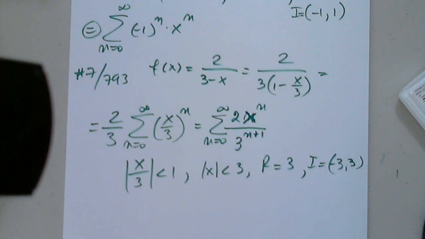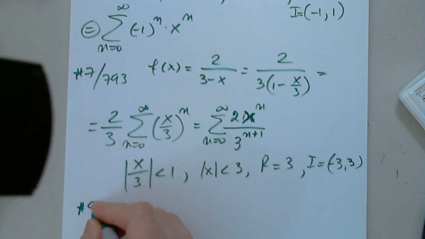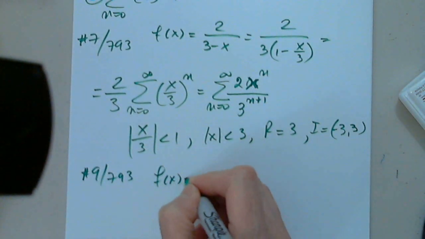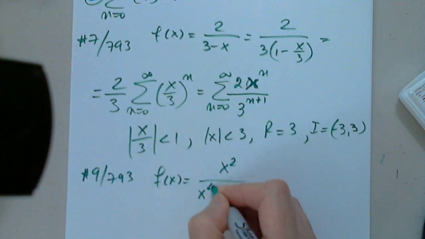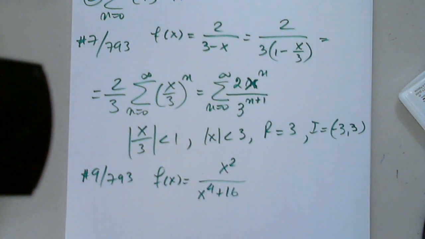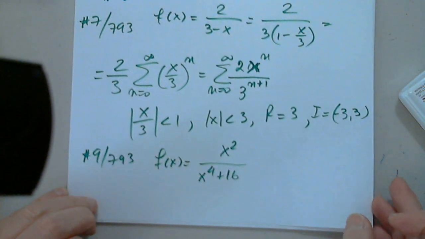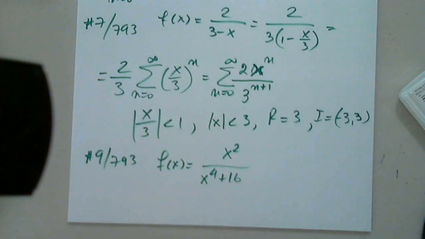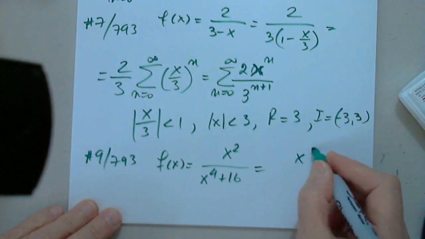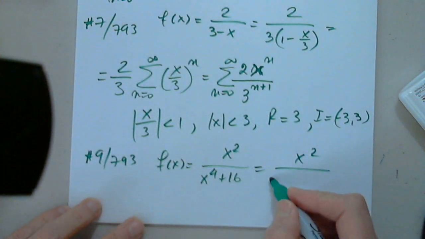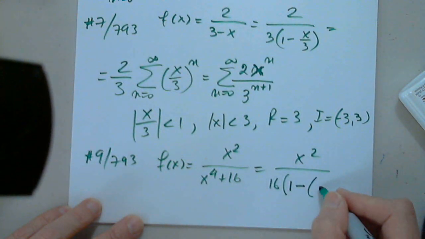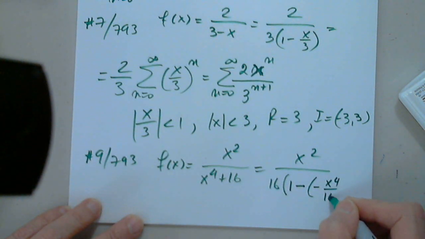Okay, moving on to number 9. Same page, 793. And here we have f of x equals x squared over x to the 4th plus 16. Again, the same procedure. We rearrange the function so we can get it ready for the same application. So we have x squared. I will factor out 16. And in parentheses, we have 1 minus, and in parentheses, negative x to the 4th divided by 16.